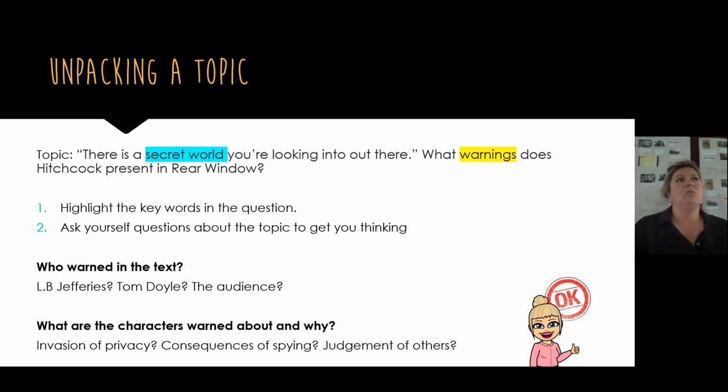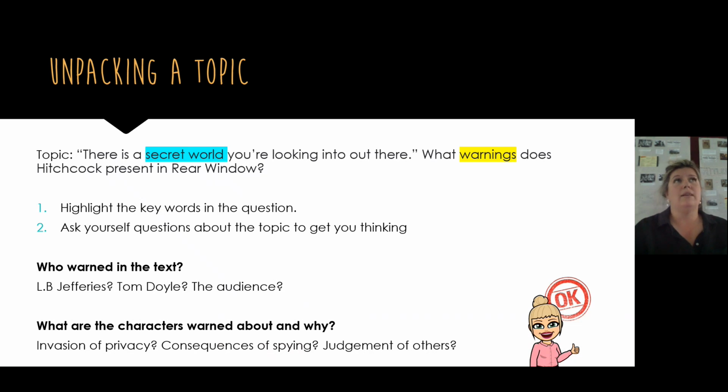Well, I remember that Jeffries was warned about the invasion of privacy, so looking into other people's worlds. I'm like, hang on a second, that links to that quote up there about secret world. That would be good. What about the consequences of spying? That also is warned about in the text, because Lisa and Jeffries both suffer consequences for watching Thorwald. But it's not just about voyeurism. I could also talk about a warning to the audience in general about judging others. And so that way I'm going to come up with 3 separate ideas for my 3 separate body paragraphs.